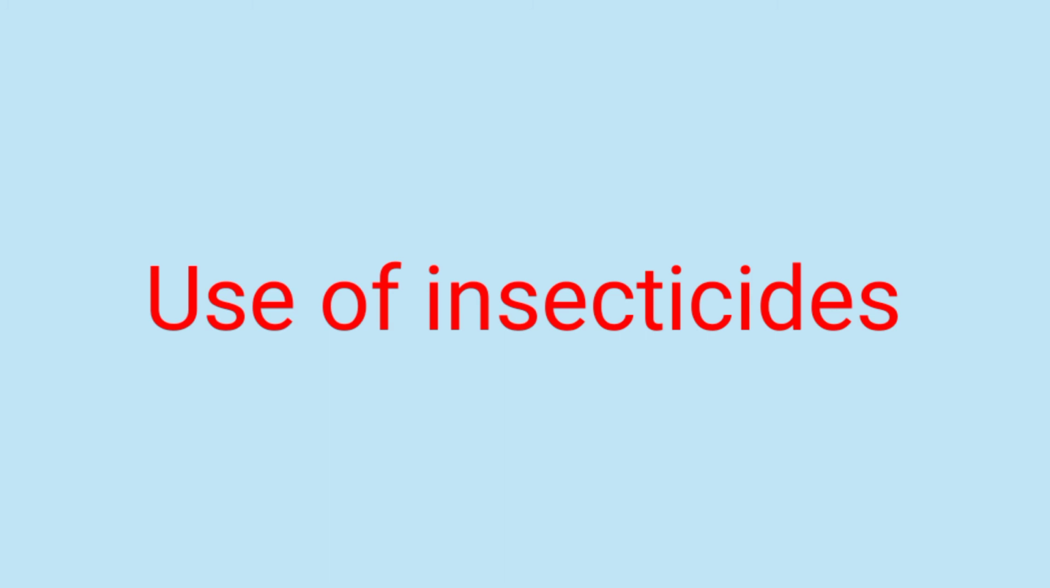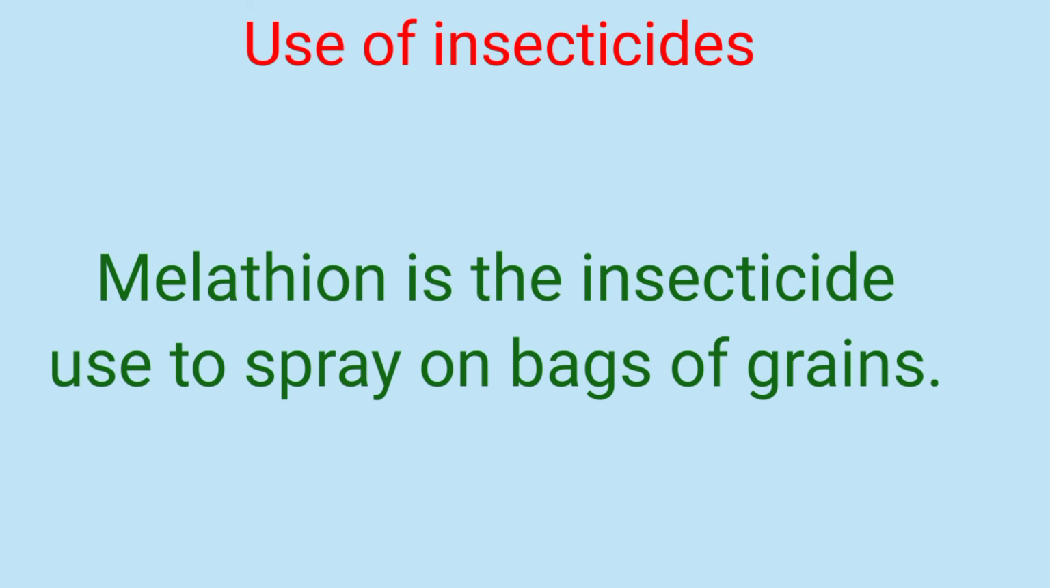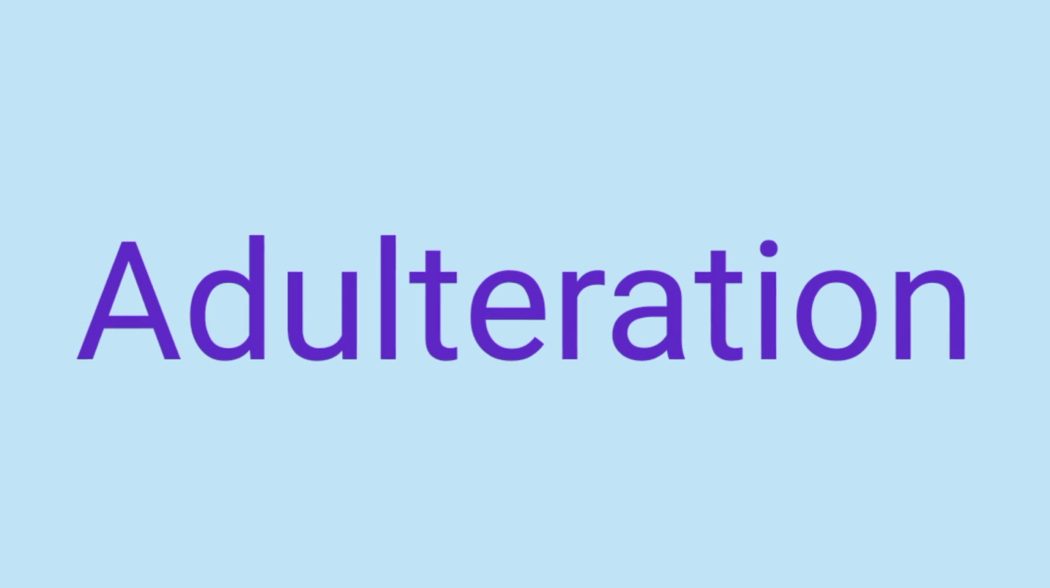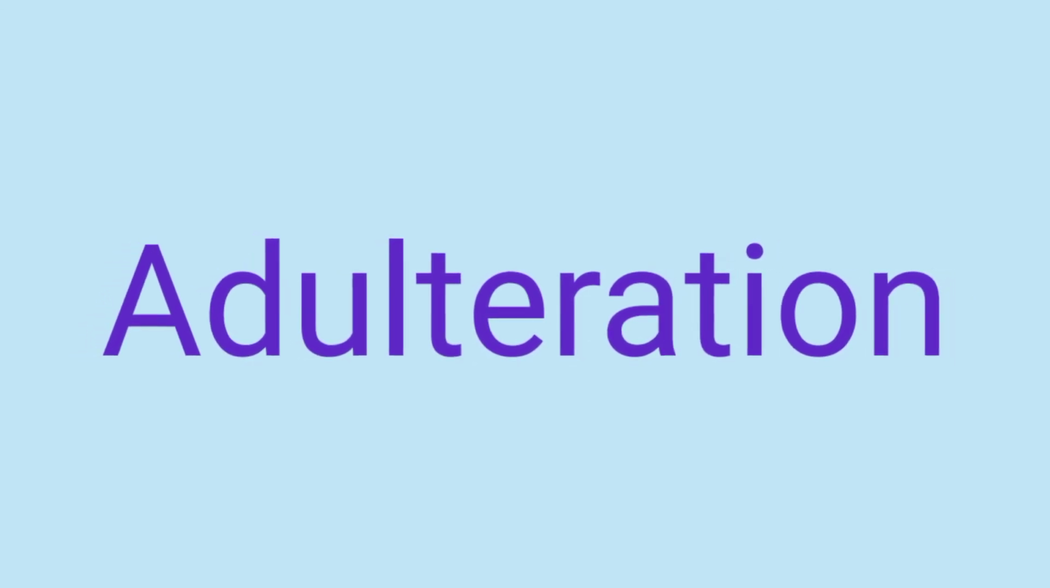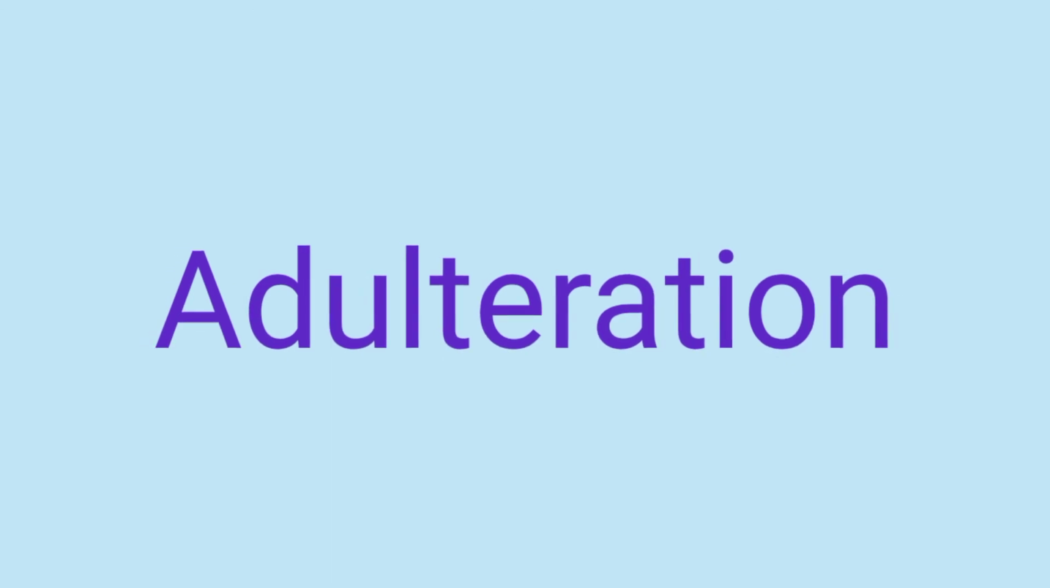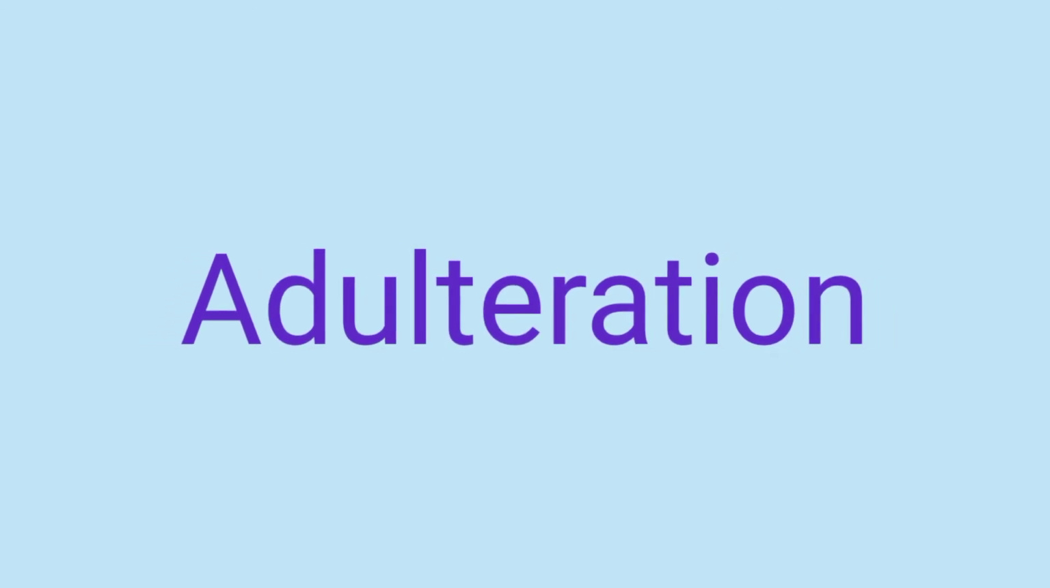Next is the use of insecticides. You know, insecticides are the substances which are used to kill the insects. One of the most used insecticides is malathion. Malathion is an insecticide which is sprayed on the gunny bags in which food items are stored. Now these are the steps to prevent the wastage of the food and preserve the food for a longer time.